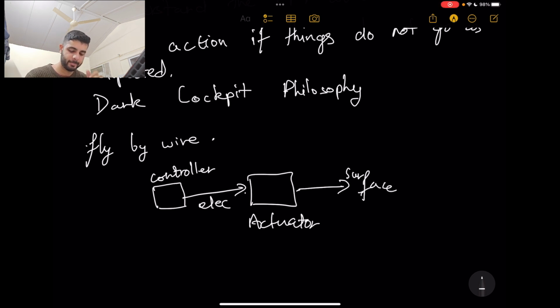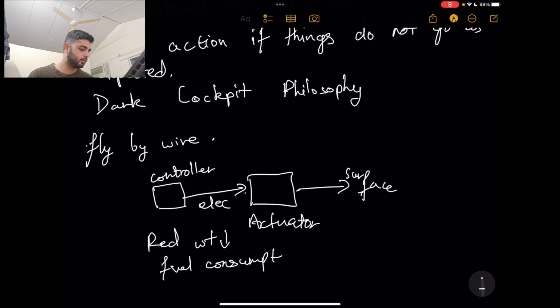Okay, that's the point of the fly-by-wire. Now fly-by-wire reduces weight, because the big mechanical linkages have been removed and just wires have been kept. Because weight is reduced, your fuel consumption has reduced.